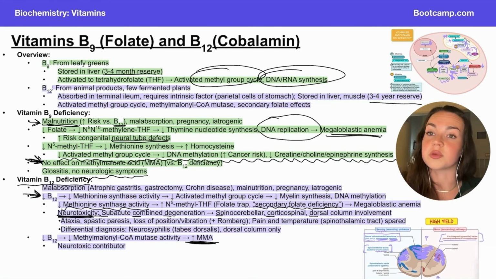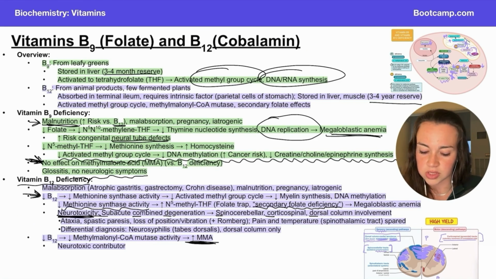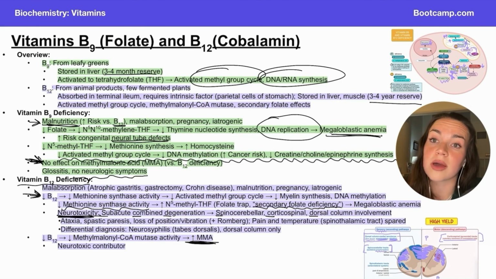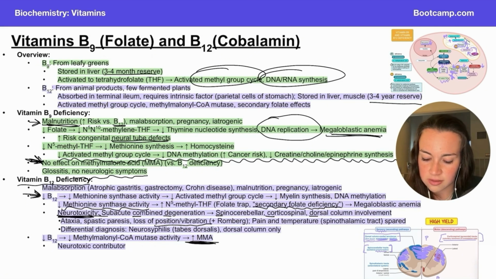And we talked about these specific findings that you see in a B12 deficiency, subacute combined degeneration, or SCD, which affected 3 spinal cord tracts, but most commonly the dorsal column, leading to a loss of position and vibration and a positive Romberg test. That's all I got for you.